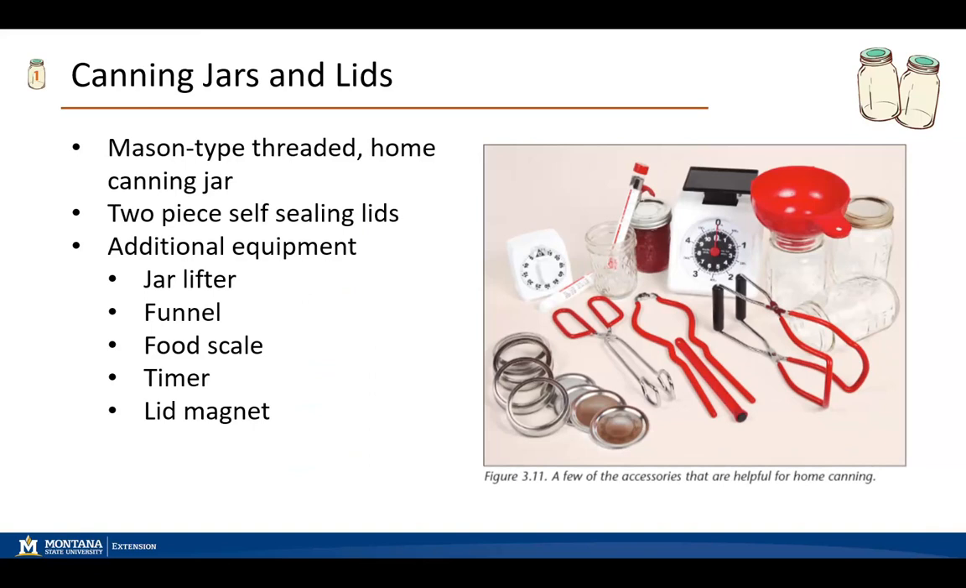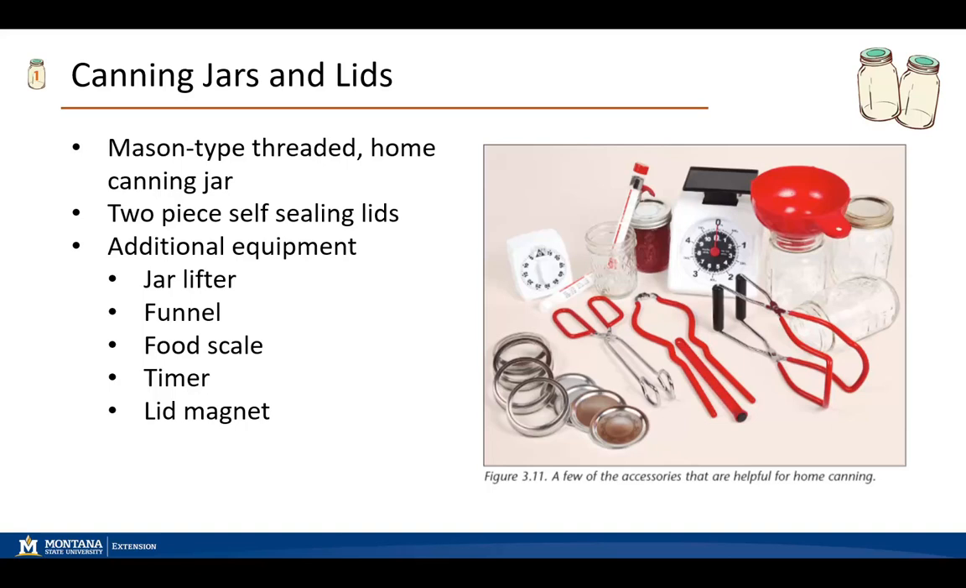There are many different types of jars and lids on the market. It is recommended to use a mason-type jar with a self-sealing lid. Canning jars come in a variety of sizes ranging from 1/4 pint to 1/2 gallon sizes. There are standard jar openings and wide mouth openings, which make it easier to fill.